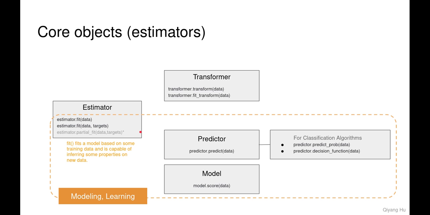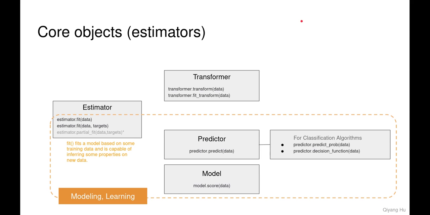The third core object is named model. Model objects implement just the score method, to give a goodness-of-fit measure or a likelihood of unseen data. All those three, estimator, predictor, and model, are basically used for the modeling and learning process.